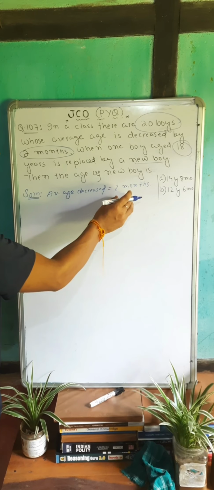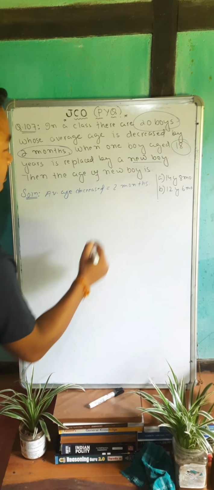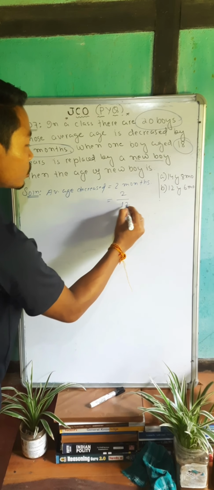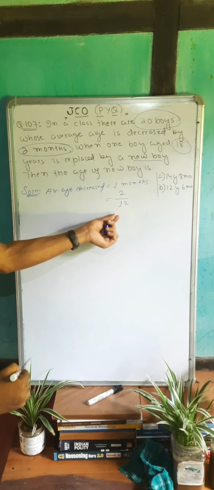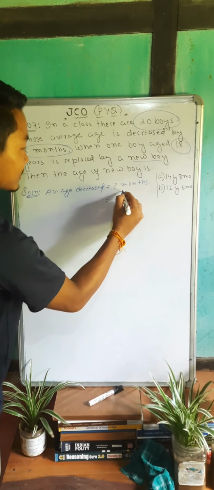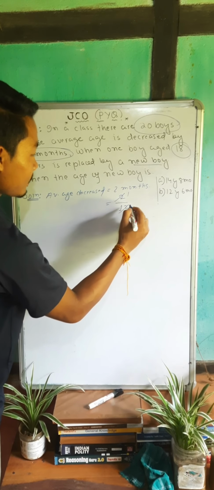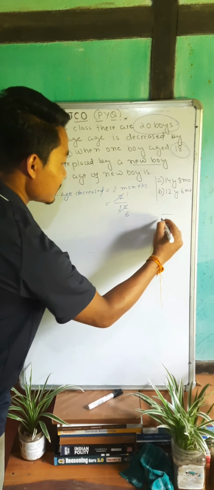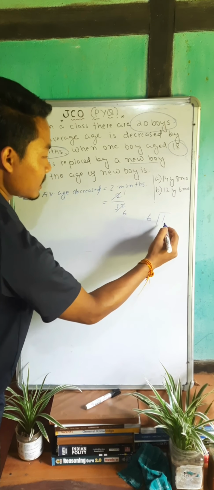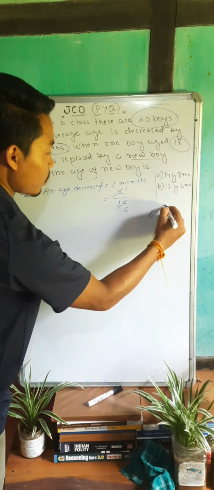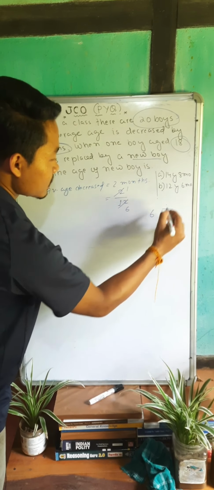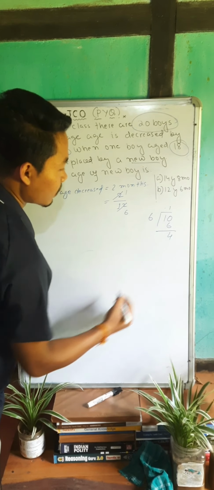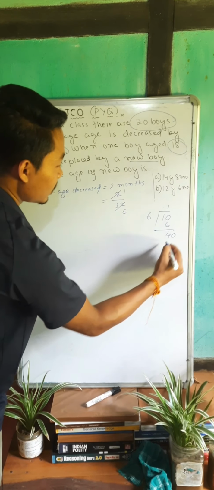So we need to convert months into years. So how to convert? 2 divided by 12, as in 1 year we have 12 months. So we can cancel this. 2 ones are 2, 2 sixes are 12, which will give us 1 divided by 6. We cannot divide 1 by 6. So let us put a point and put here 0. 6 ones are 6. Then subtract, then 4. For the point we can put one more 0.